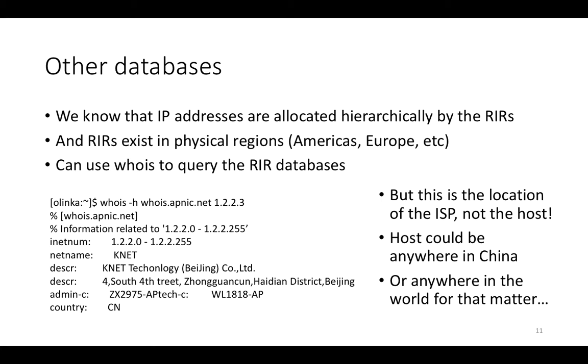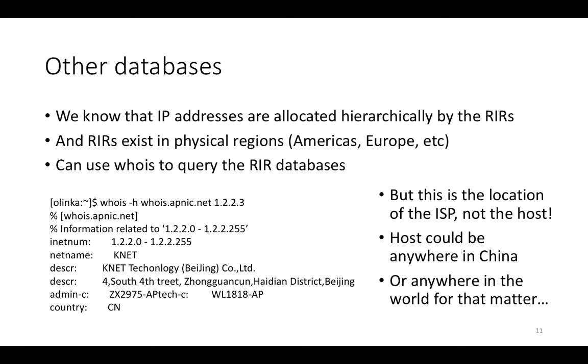So it is possible to use Whois. Whois is a Unix-based command line program to query the databases of these RIRs. Here, I've provided an example where I'm querying APNIC, or the Asia Pacific Network Information Center. And I'm asking APNIC, please tell me who owns this address 1.2.2.3. What I get back is actually information that's quite useful. I see that 1.2.2.3 belongs to a /24 that's been assigned to something called KNet technology, misspelled, in Beijing.